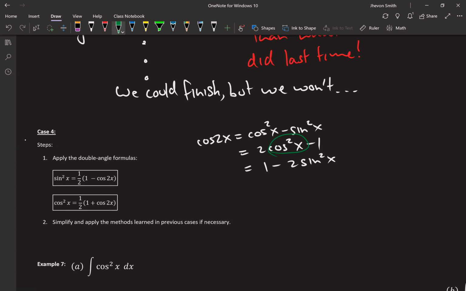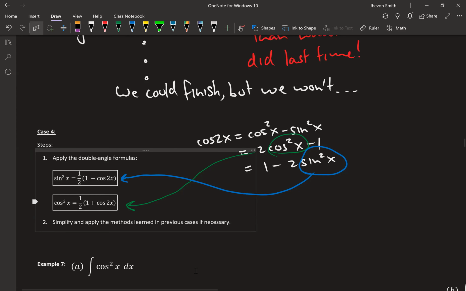And it would actually give us this guy. And we can solve for the sine squared. And it would actually give us that guy. Right? So this is using the double angle formula for the cosine. Okay? So these are the double angle formulas.